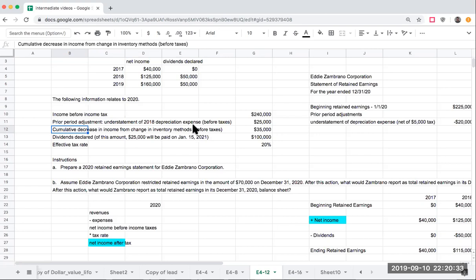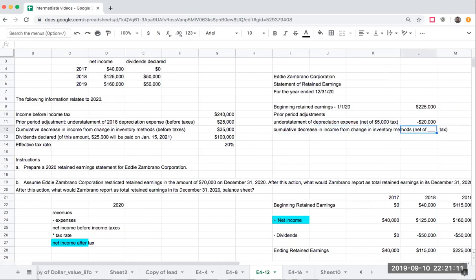Again, this is not something that's going to be showing up when we're going through and doing the 2020. This is a cumulative decrease. I changed from FIFO to LIFO, or I made another change. And as a result of this change, I've got a cumulative decrease in income. So my income is decreasing. So what I need to do is to make a similar adjustment showing net of tax. So this here will be cumulative decrease in income from a change in inventory methods, net of blank tax.